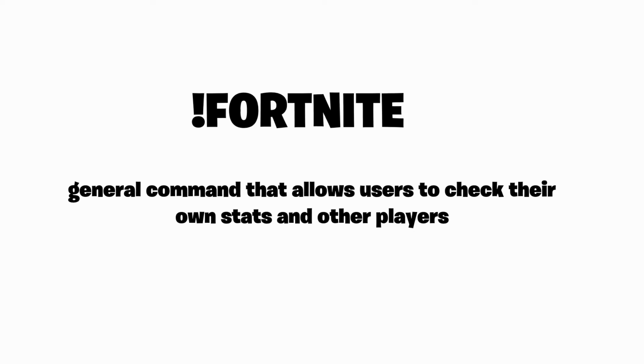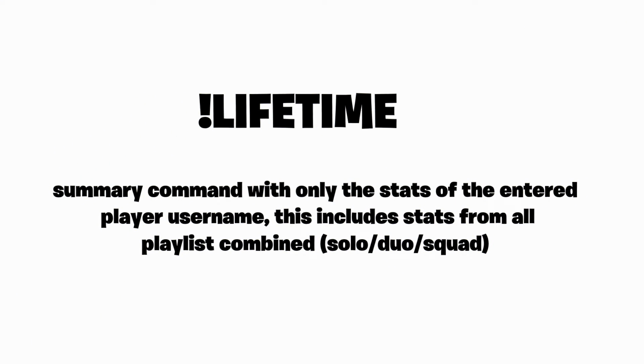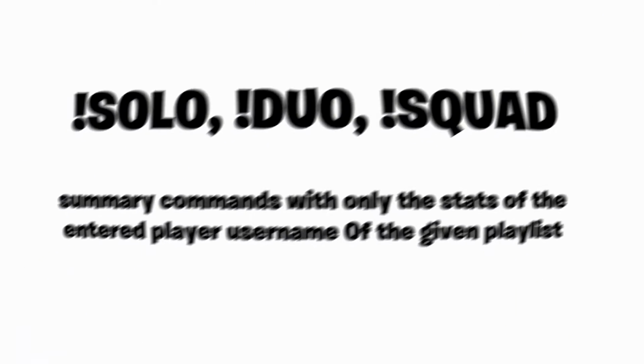First off is the Fortnite command. And this is a general command that allows users to check their own stats, but also stats of other Fortnite players. Next up is the lifetime command. It's a summary command with only stats of the entered player's username. This includes stats from all playlists, and it's a combination, so it combines solo, duos, and squads.